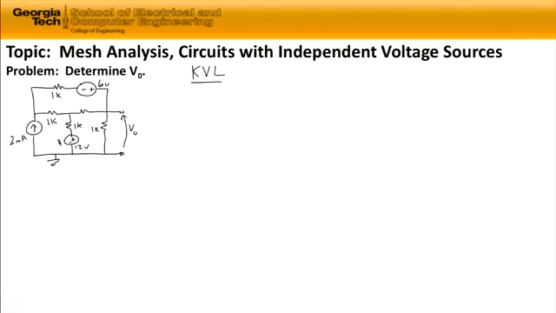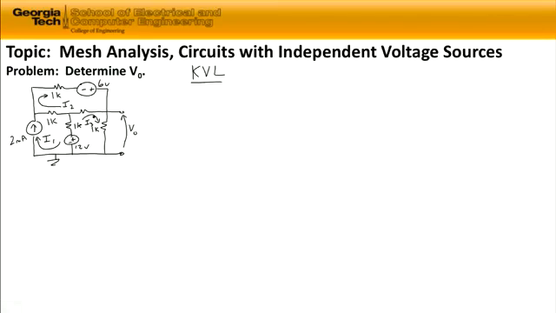So we're going to assign our loops now. We're going to start with the lower left-hand corner. We're going to call this loop 1, and it'll have loop current I sub 1. We have another loop at the top of the circuit. We're going to call it loop 2 or mesh 2, and it has current I sub 2. And our last independent loop is the lower right-hand loop, and we'll give it a current I sub 3.